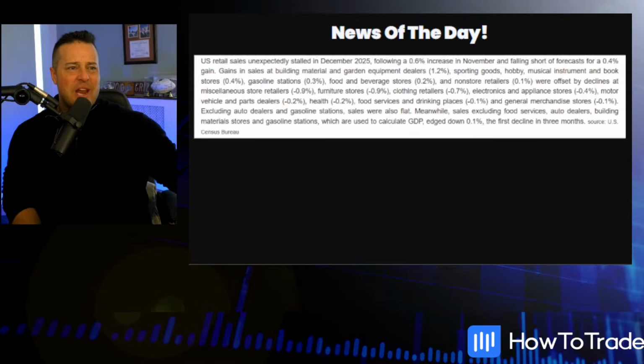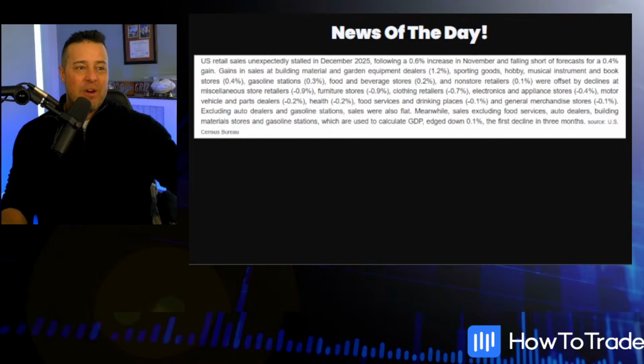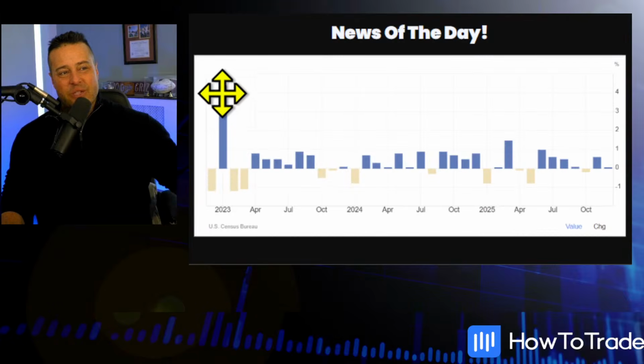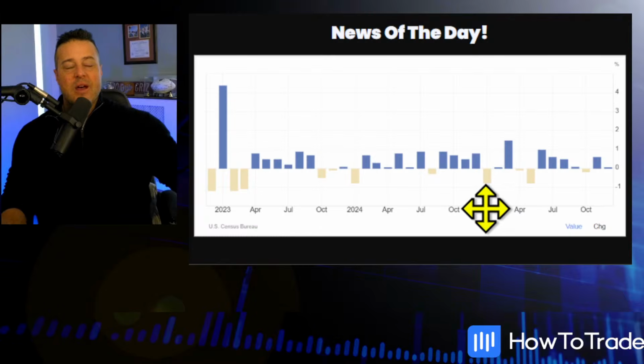Here's a good look at it. U.S. retail sales unexpectedly stalled in December following a 0.6 increase in November and falling short of forecasts. There you have it. That's bad news, and you can also see your chart right here. What does it mean, big picture? Well, it's not a very strong showing. Over the last 3 years, we had a big run, a nice period of growth, but some negative prints over the last year. There was a negative one last year as well for January.